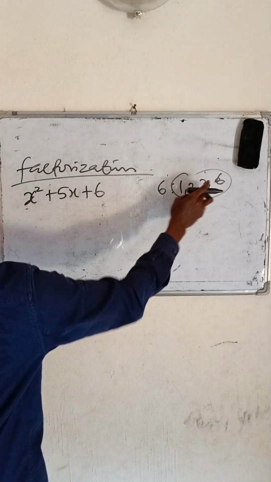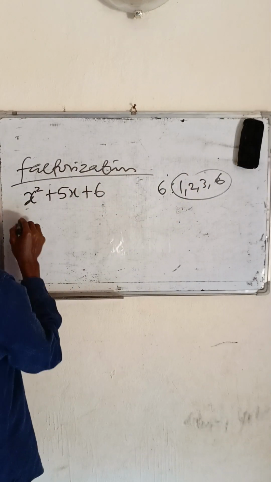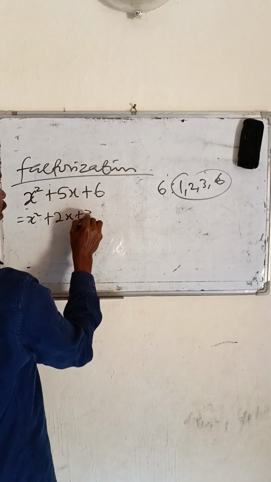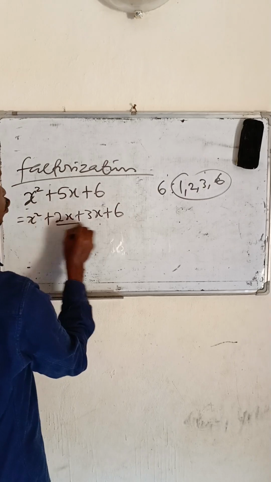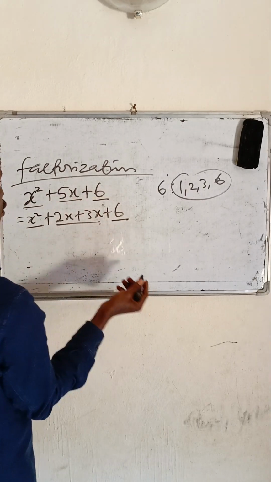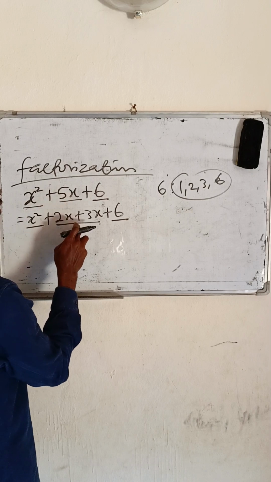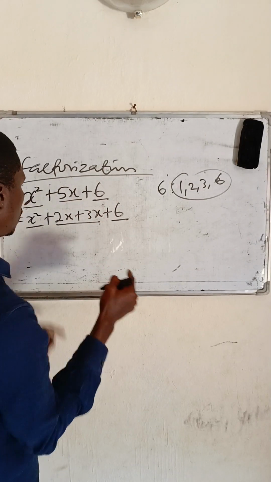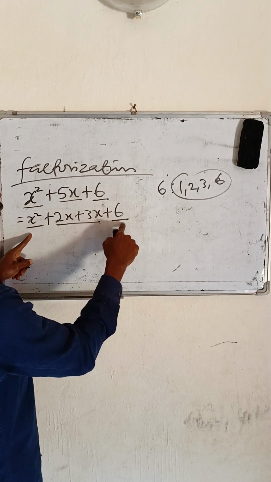Those things are 2 and 3. So we have x squared plus 2x plus 3x plus 6. See, this 2 is this 5 here. Nothing changed. So this and this is the same. You add these two is the same. So we are just trying to factorize. Whenever we are given something like this, this is the first step to do.